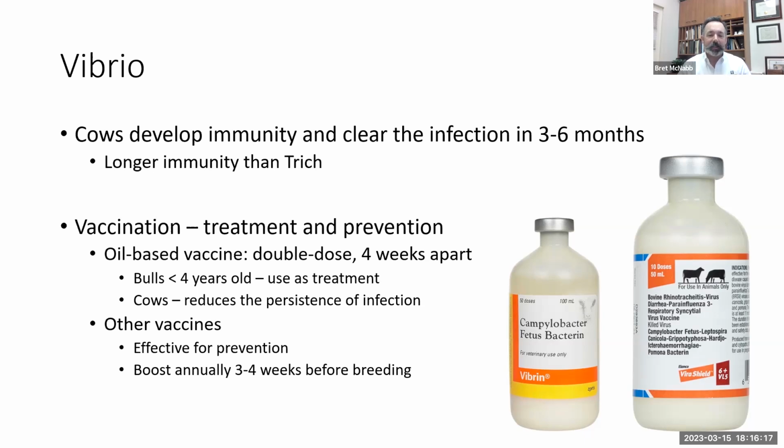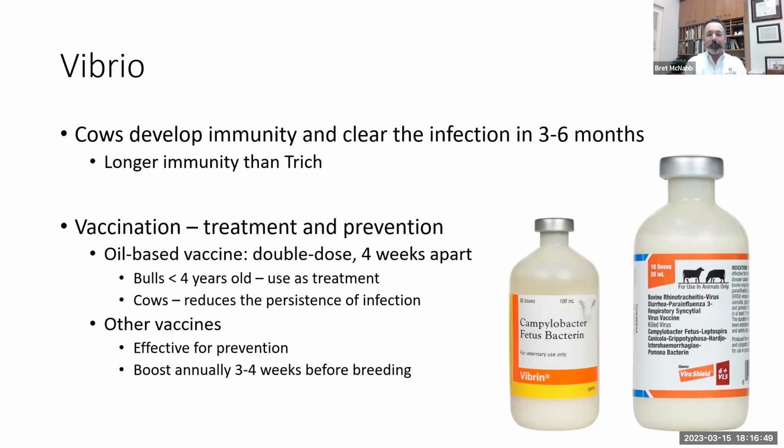So we do have vaccines available, either standalone or combination vaccines, that in general do a pretty good job. We have these oil-based vaccines like Vibrin right here, where they'll evoke a pretty strong immune response in the cow or the heifer, and they're also labeled to give to bulls. We can give a double dose of this vaccine 4 weeks apart in young bulls, and it's been shown to clear the infection in the bulls if they're carrying the bacteria.